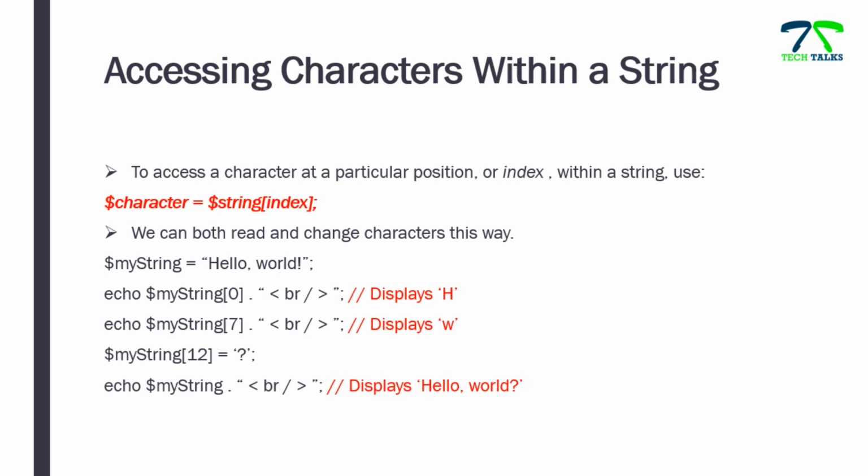So if we are using "Hello world", we can use my string 0. The index starts from 0, so here the first letter is displayed. Then I have called the seventh index, so the seventh letter is printed over here. Then I have assigned a value to the 12th index, a question mark. I have given an extra value, then that value will be updated. Instead of the exclamation mark, the question mark is printed over here.